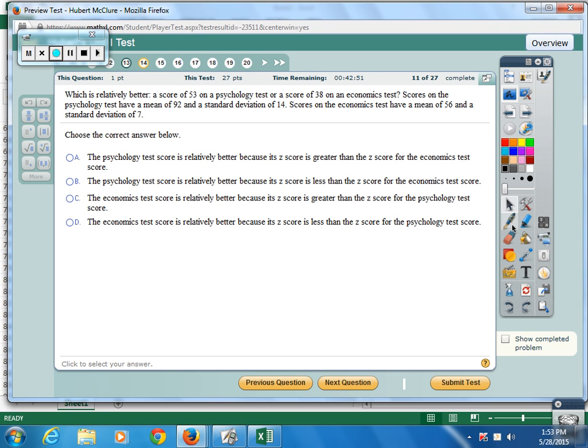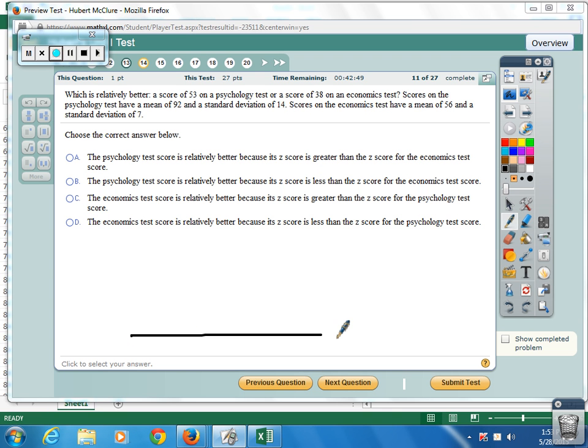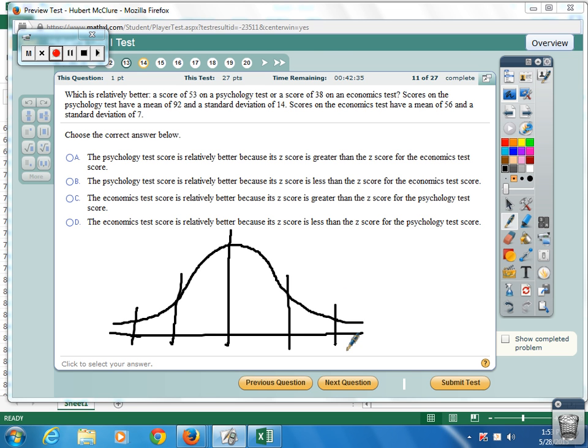And what kind of comparison are we going to use here? Z-score, Hubert. That's right, class. Thank you for your interaction. Zero, 1, 2, -1, -2.